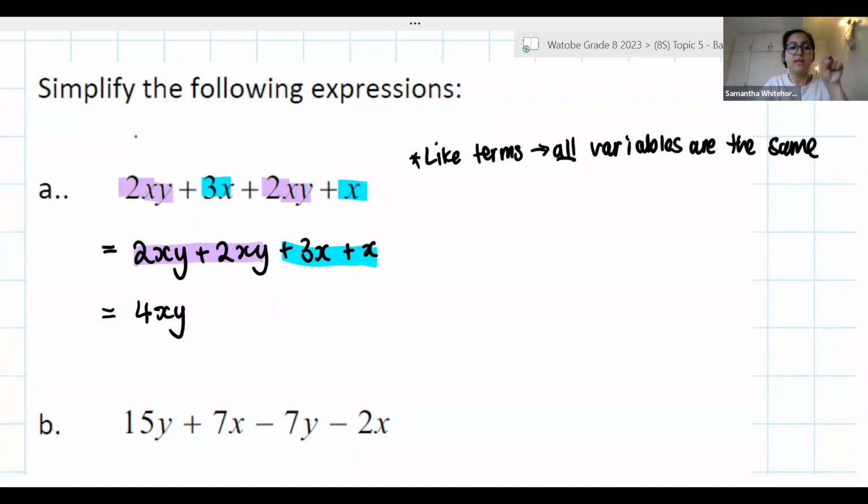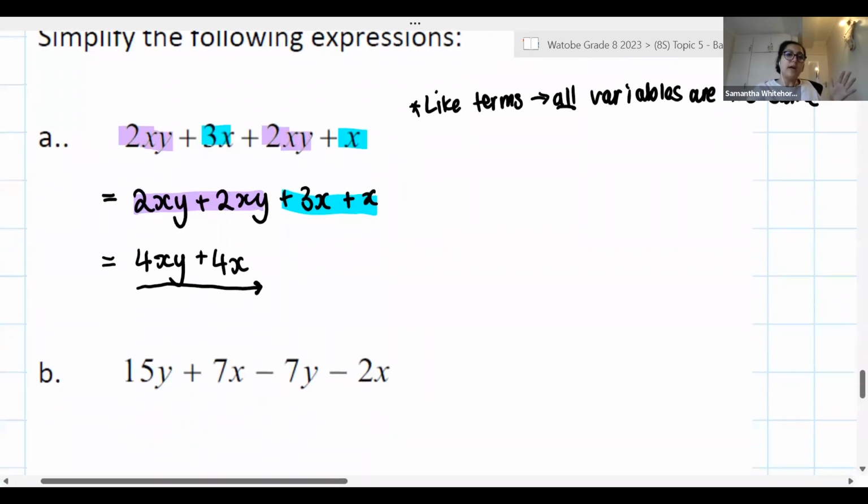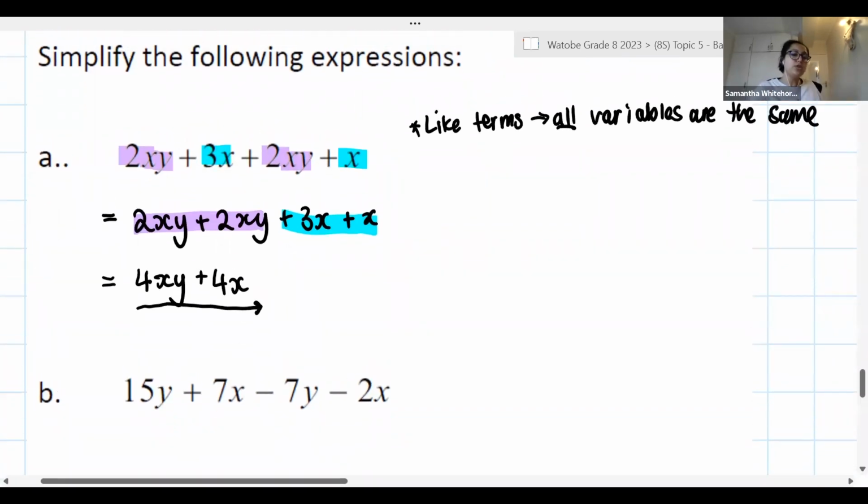And then I've got a 3x and I'm adding another x. So that gives me 4x. So as long as you can identify your like terms, guys, you can just add or subtract. So try question B. While you're trying that, those of you with questions still, you can raise your hands and I'll help you.